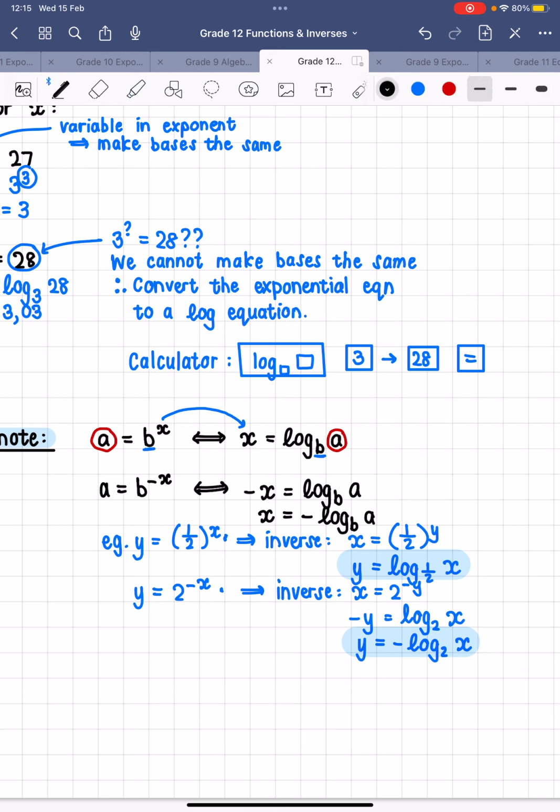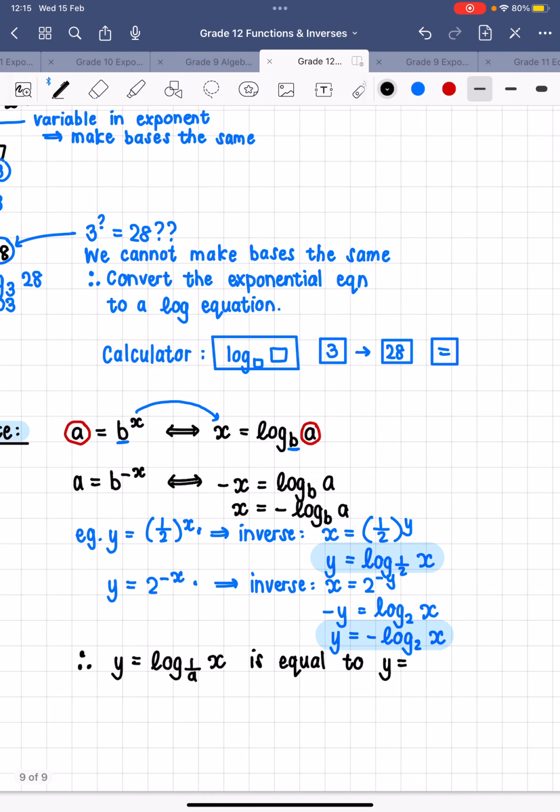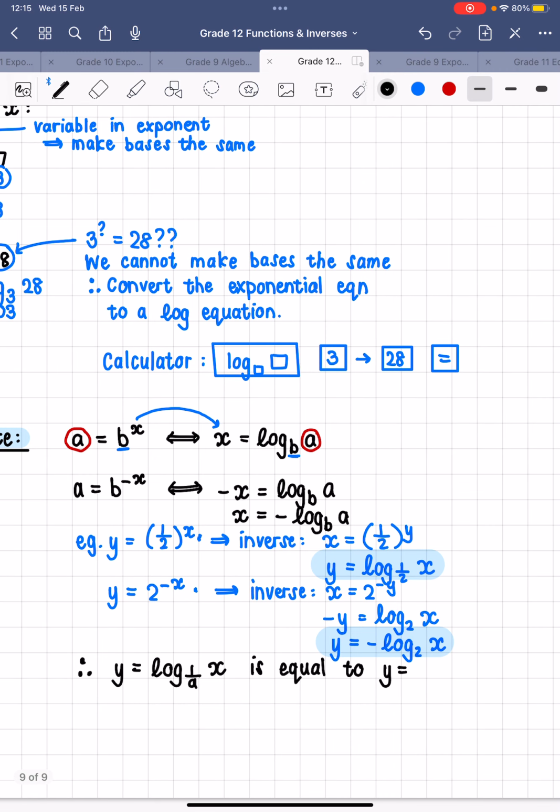So we can write this as a rule that if you have y equals log base 1 over a of x, if we have a fraction, then that is the same as y equals, now if you don't have that fraction as your base, you have to have a minus in front of the log, and then it's going to just be the whole number.